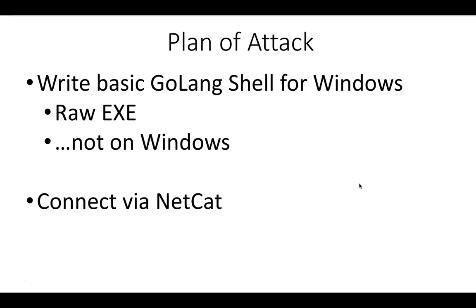And so what's our plan of attack? We're going to write a shell for Windows. We're going to write this in Golang. We'll end up with a raw executable that we can execute on Windows, but we don't actually have to write it on Windows. We're going to write it on a Kali virtual machine, deploy it over to Windows, and then connect it back to our Kali machine via a Netcat listener that we'll have set up waiting for us.